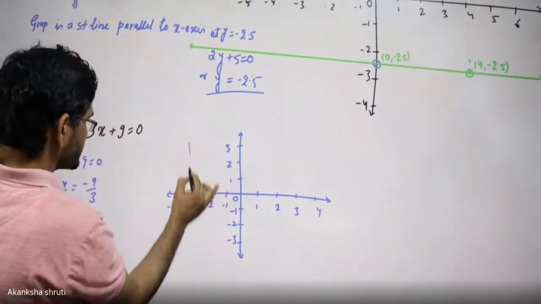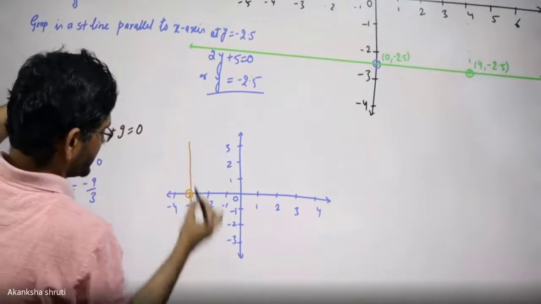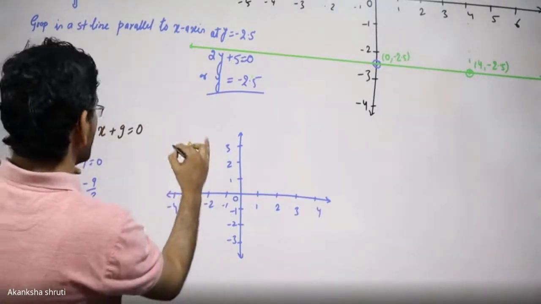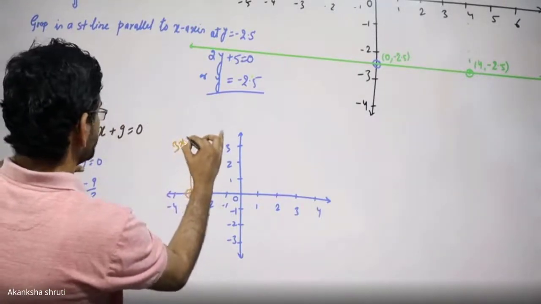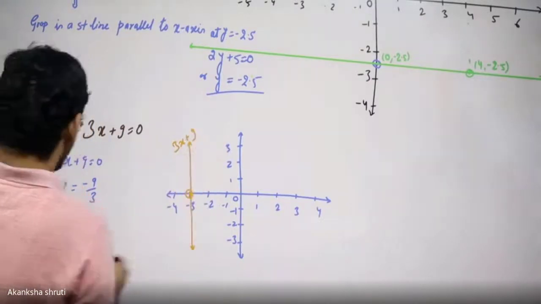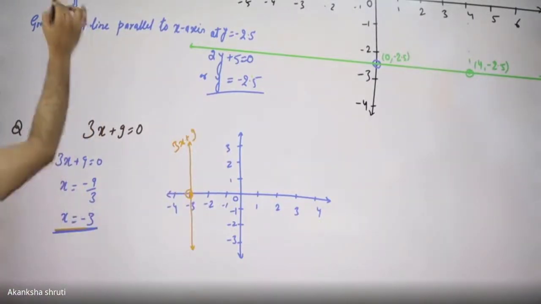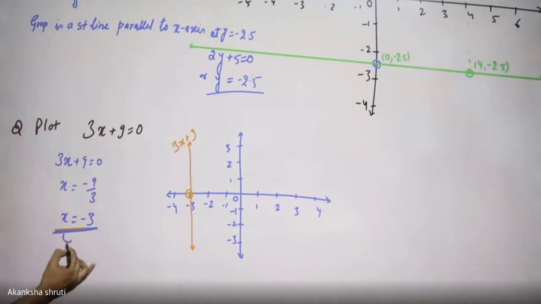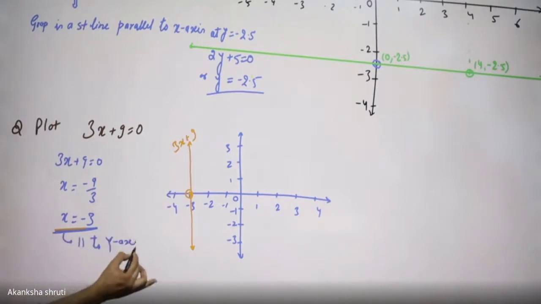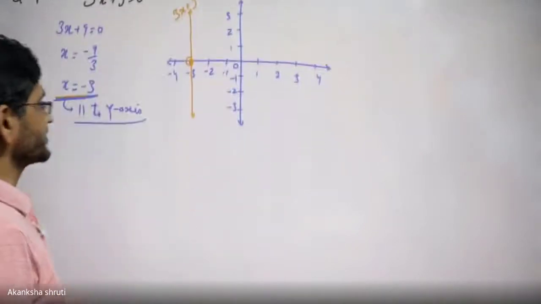Okay, it's so simple. Even this is the simplest kind of graph. So what we are getting is, if x has some fixed value, the graph is parallel to the y-axis. These were the concepts. So the questions are very easy.